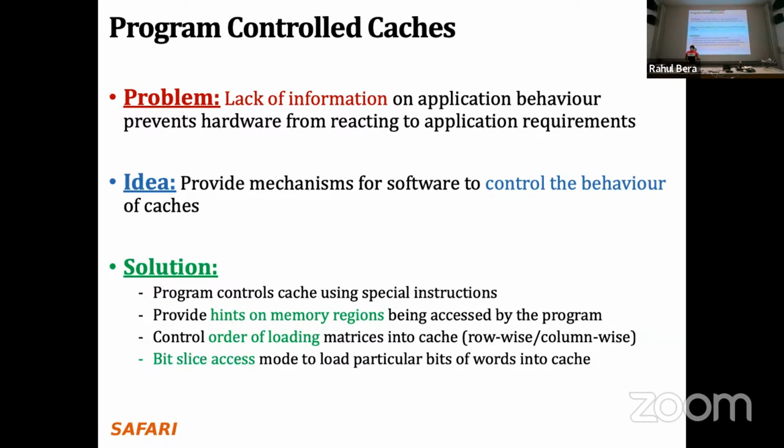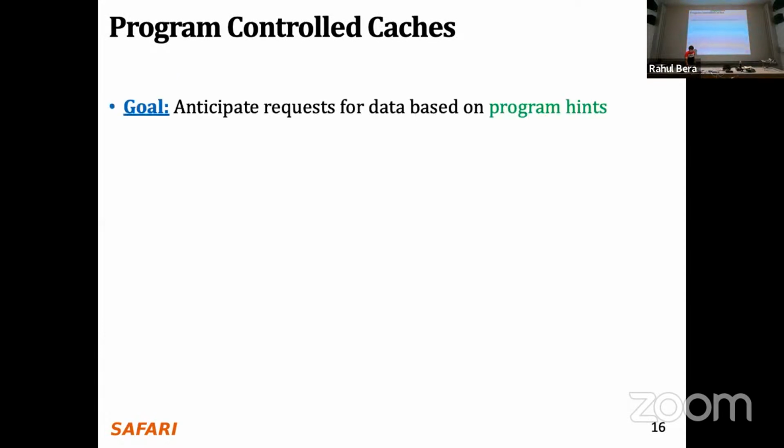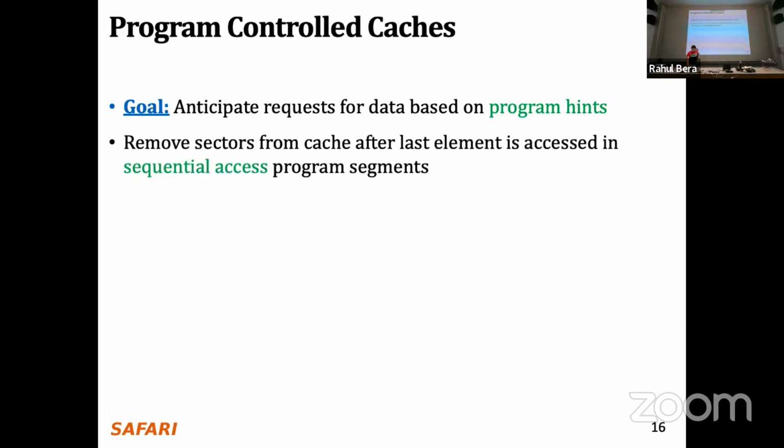Bit slice access mode to load particular bits of words into cache. This means that we can load not the entire word into sectors, but load particular bits of each word into sectors, so that we can now load more words into the same sector. Sounds a bit confusing, I know, but we'll look at how this works in a bit. So the goal is to anticipate requests for data based on program hints. How are we doing this?